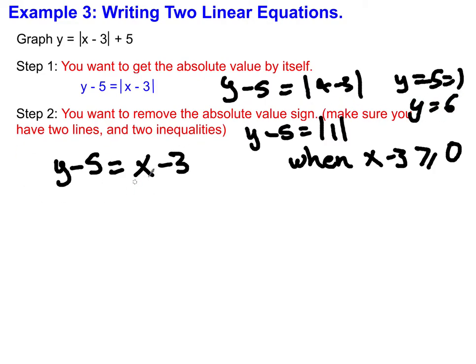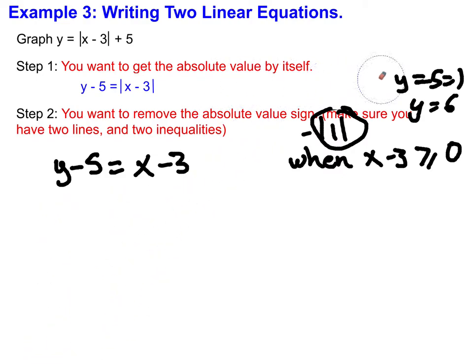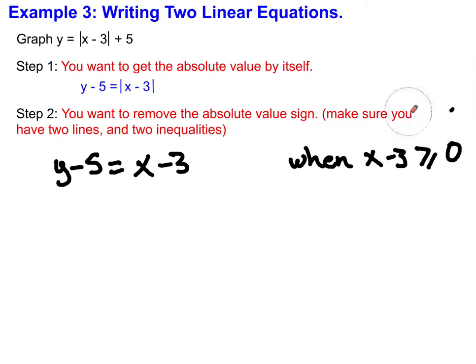Now let's plug in 4 for x over here. Y minus 5 is equal to 4 minus 3. Y minus 5 is equal to 1, so y equals 6. It does the exact same thing because this step doesn't really do anything when the stuff inside is a positive number. So we write it like this. When the stuff that's inside, in this case x minus 3, is a positive number or 0, then this graph and this graph are the exact same.